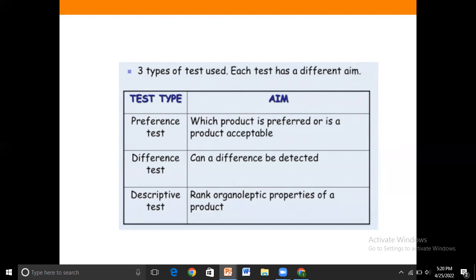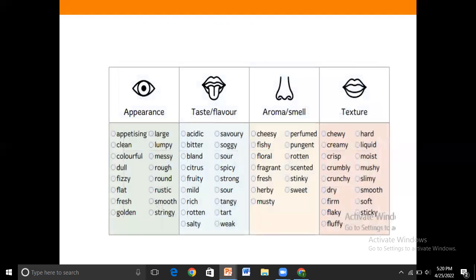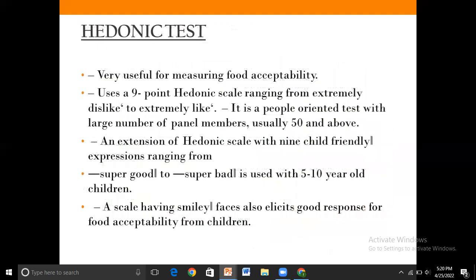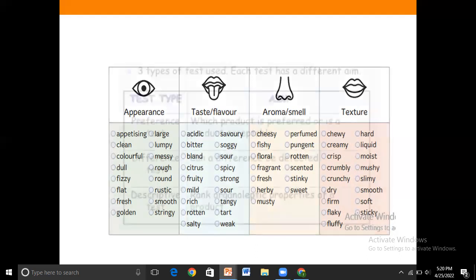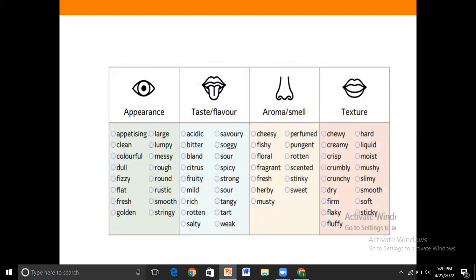How do you rank the organoleptic properties? Organoleptic properties means the taste, the smell, the texture, the appearance. How do you rate it? You are given a hedonic scale, and you are asked to give your score based on your preferences. There are terms that you can use to check the appearance, the taste, flavors, texture, etc.